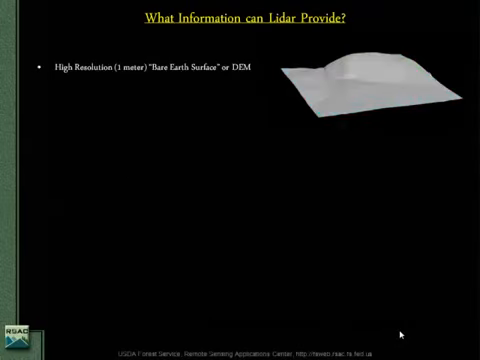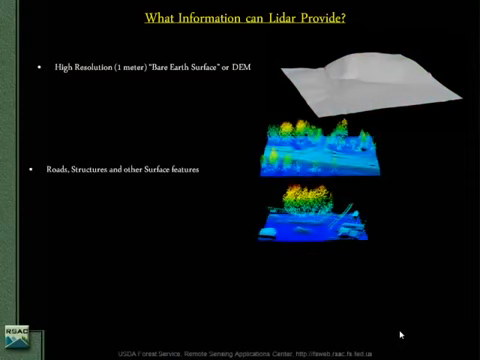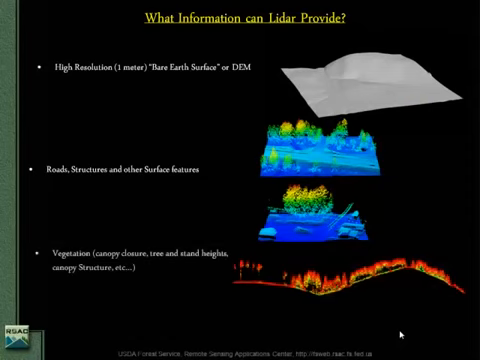So this is just a quick overview of basically anything you can see from above, you can see with Lidar. And you get a 3D picture of it. Power lines, the ground surface, structures, roads, a lot of hydrology applications. But what we're going to talk about today is vegetation.